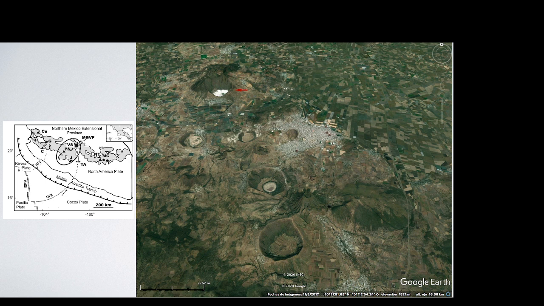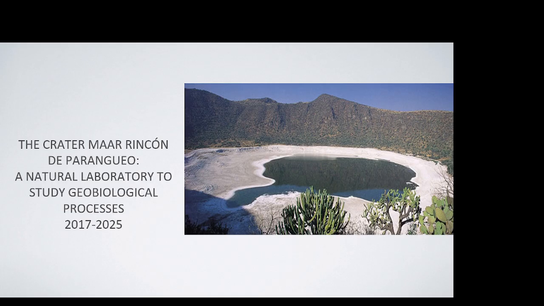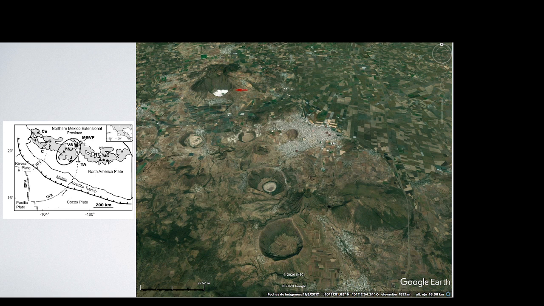This is an image from Google Earth of the region. This is the village of Valle de Santiago, and the region is in the central part of the Trans-Mexican volcanic belt at the northern part, in a volcanic field that is called the Valle de Santiago volcanic field. And as you can see here, there are many of these craters aligned in this direction and also in an east-west direction. And Rincón de Parangueo is right here. And we can see that it's the only one that has these white colors inside.